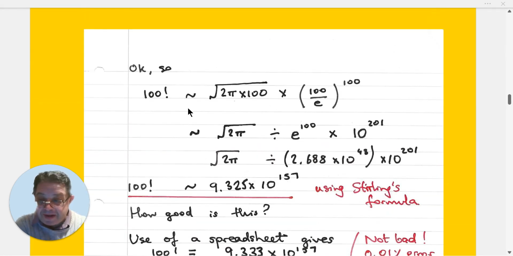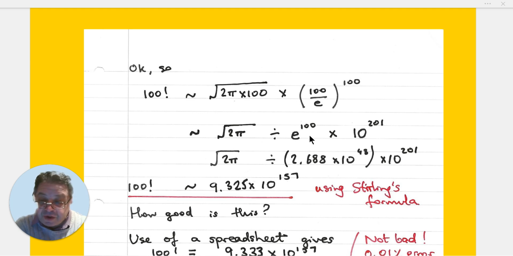100 factorial will be approximately the square root of 2 pi times 100, times 100 over e to the 100. Now my calculator won't do 100 over e to the 100, but I can take out the 100 to the power of 100. That's 10 to the 200. The square root of 100 is also 10, so I've got 10 to the 201, and I have root 2 pi divided by e to the 100.